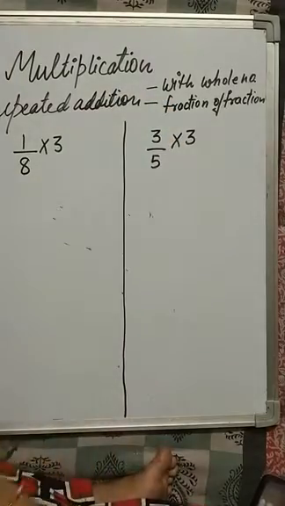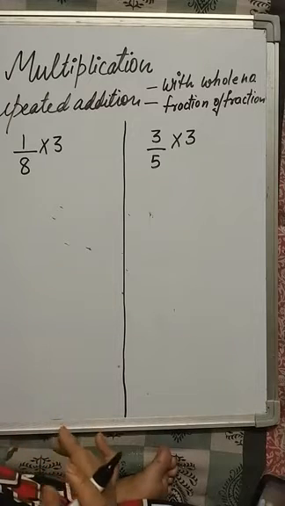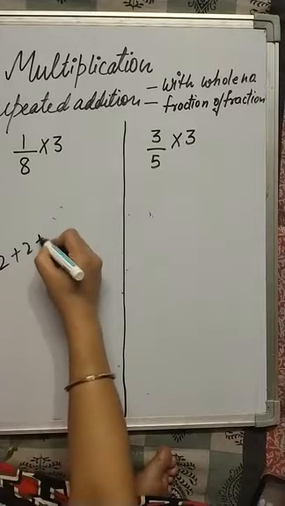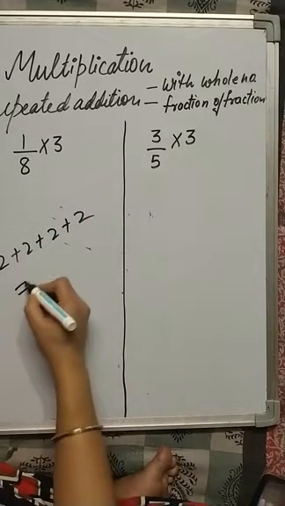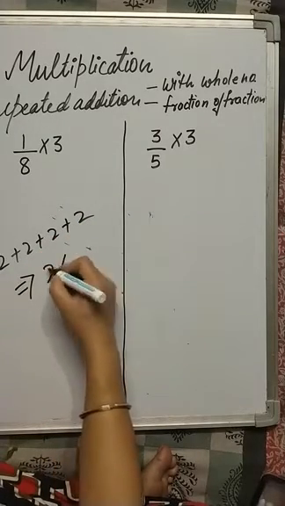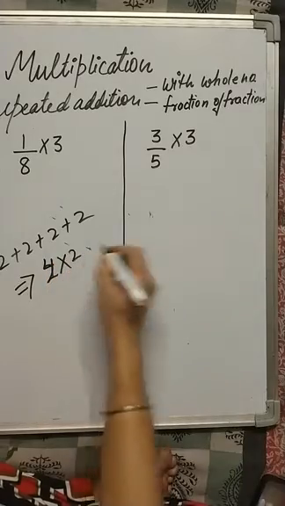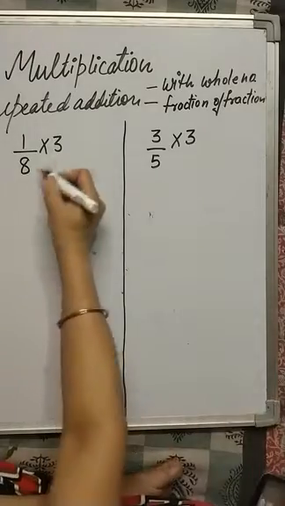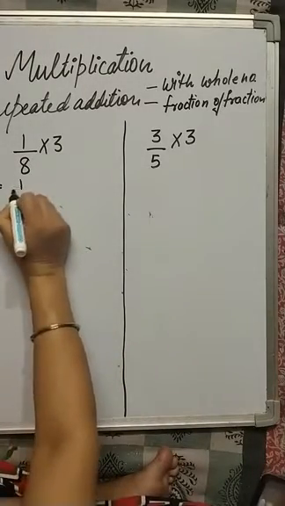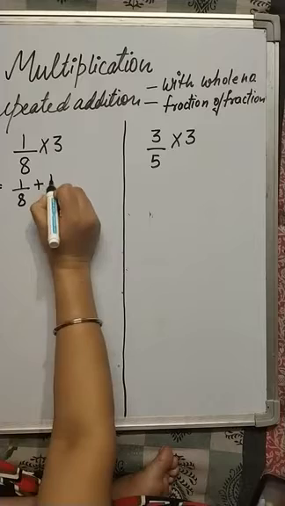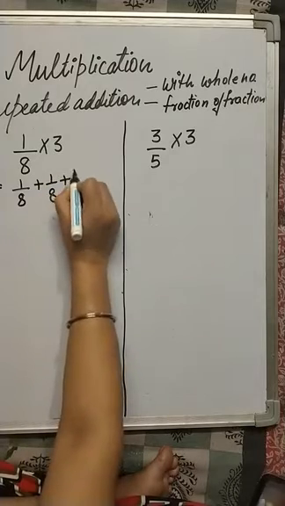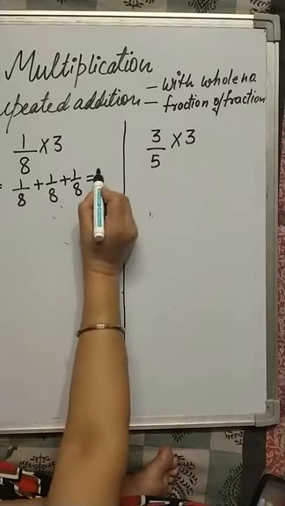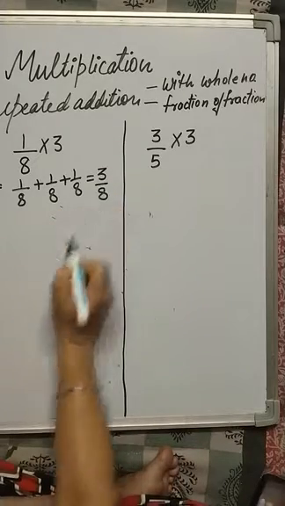From nursery, almost from third, we have started that 2 plus 2 plus 2 plus 2 can also be written as 2, 4 times. Similarly here, 1/8, 3 times can be written as 1/8 one time, second time and third time. So 1/8, 3 times means 3/8.